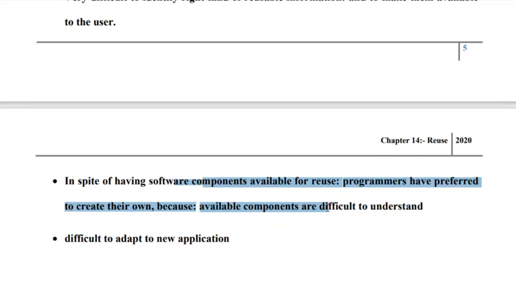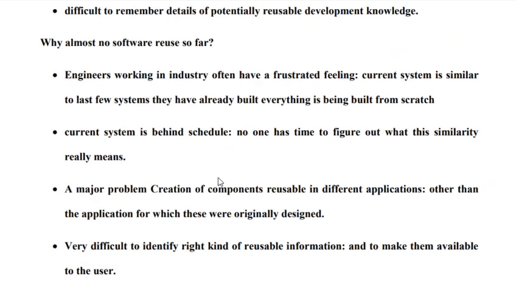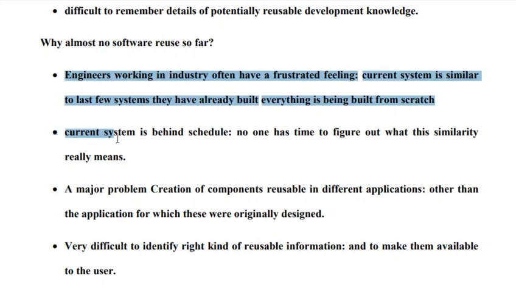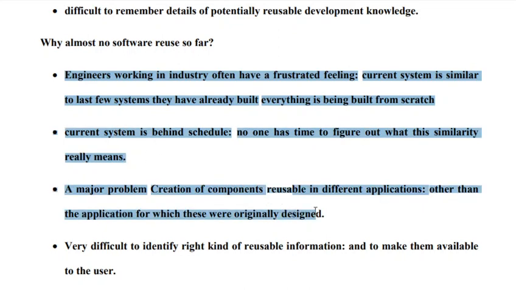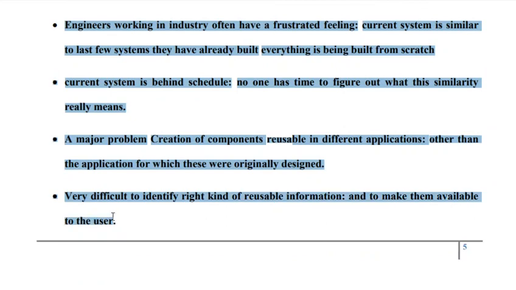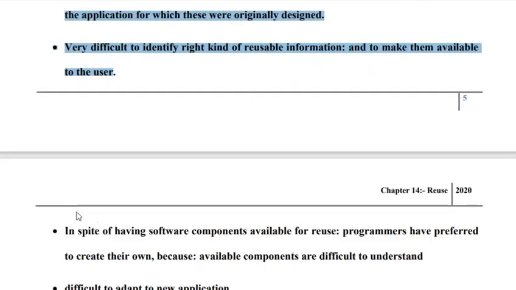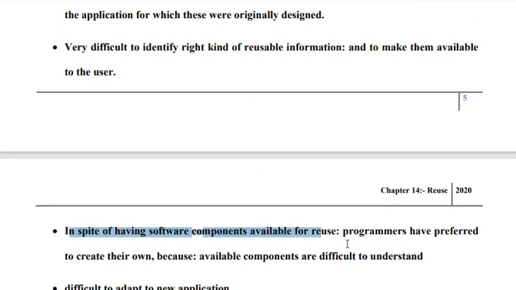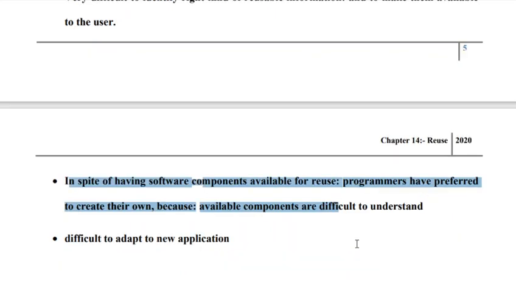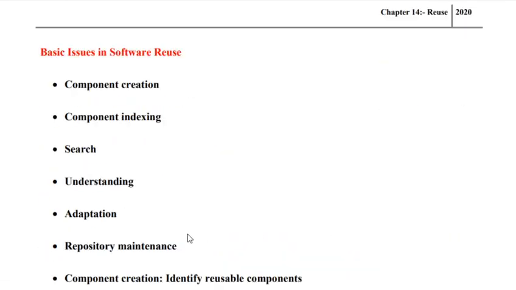So these are some of the prominent reasons why there's no reuse so far: the traditional approach does not allow for reusability, the lack of ability to find similarity, the lack of component creation, the lack of ability to identify the right kind of information for reuse, and the unwillingness to accept modules that have been developed by someone else because they may be difficult to understand.